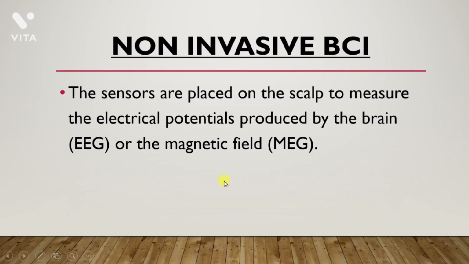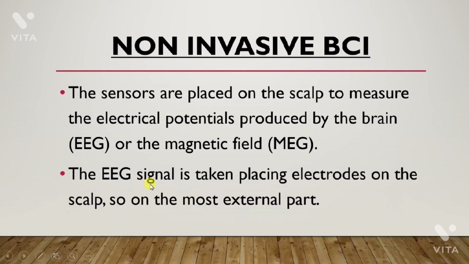So here what happens is it does not require any neurosurgery or any insertion of external objects onto your brain. It has some sensors which are put on the top of your head and it collects the signals from the scalp. We have EEG helmets which collect the information from the scalp. The EEG signal is taken by placing electrodes on the scalp, so on the most external part. So as I have said, here there is no need for any surgery, as the sensors are directly placed on the scalp.